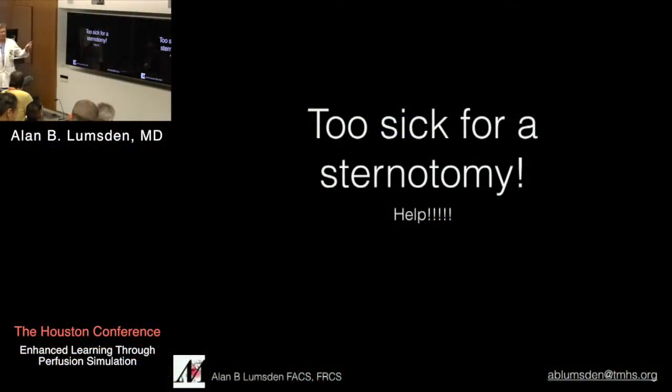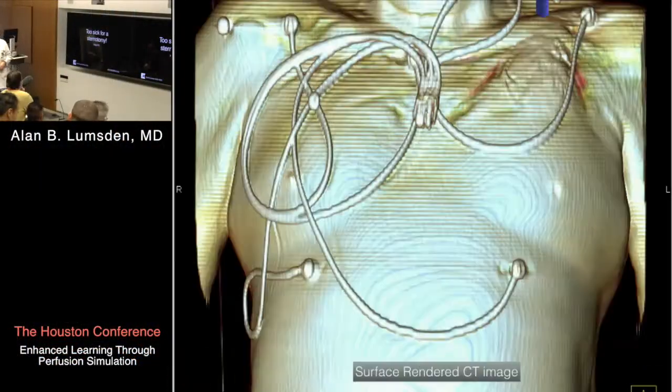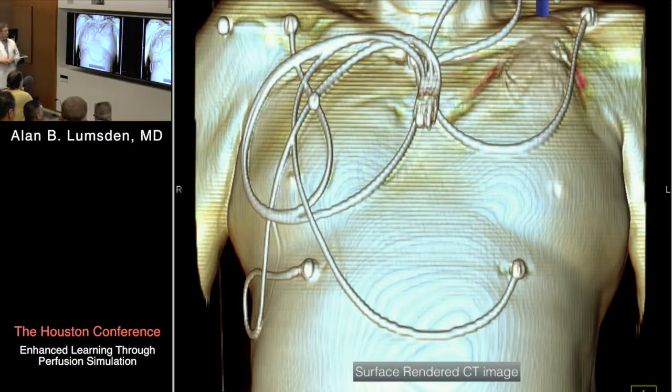So okay, here's a case, a patient who needed an LVAD. And I was asked again, hey, this guy is too sick for a sternotomy. Is there a minimally invasive way of doing this? Okay, and so this is a CAT scan. This is just any old CAT scan.